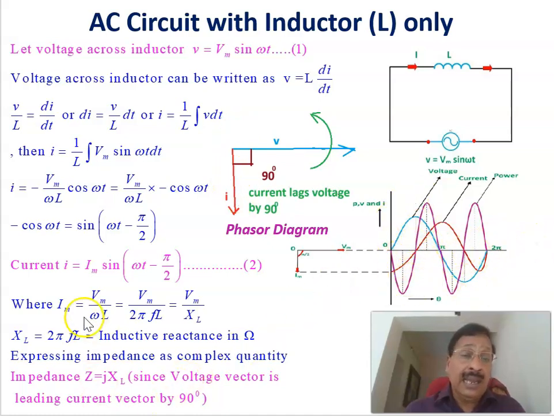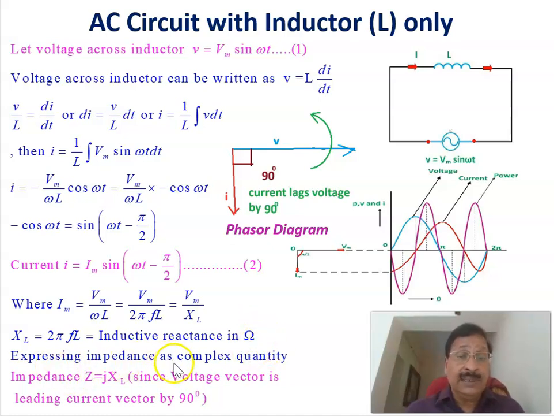We have seen that the instantaneous current equals Im sin omega t minus pi by 2, where Im equals Vm divided by omega L. Omega L is 2 pi fL, which is called XL, the inductive reactance, so Im is Vm divided by XL. XL equals 2 pi fL, which is called inductive reactance, and its unit is again ohms.